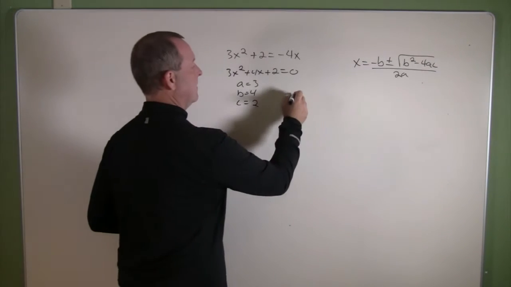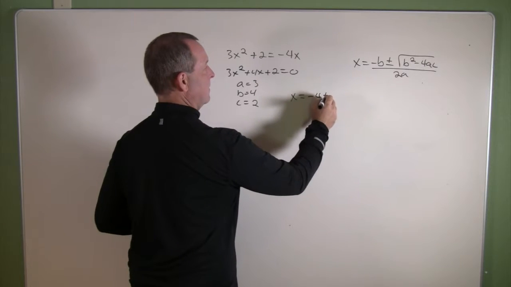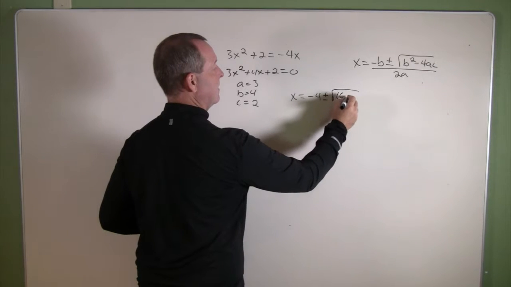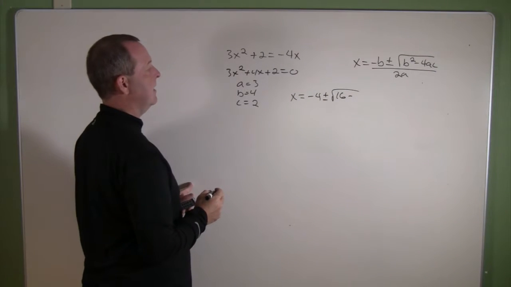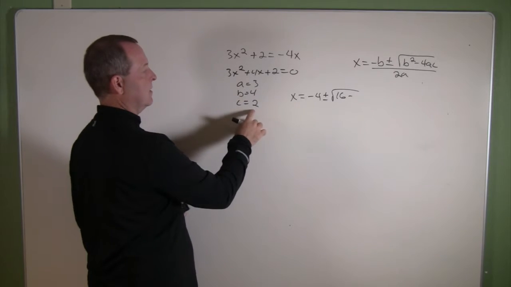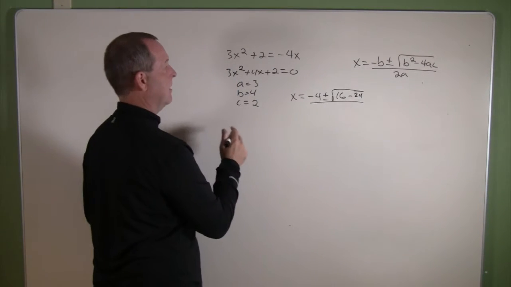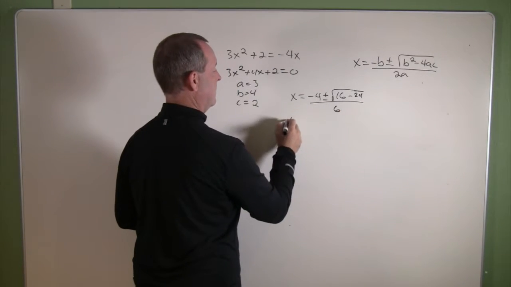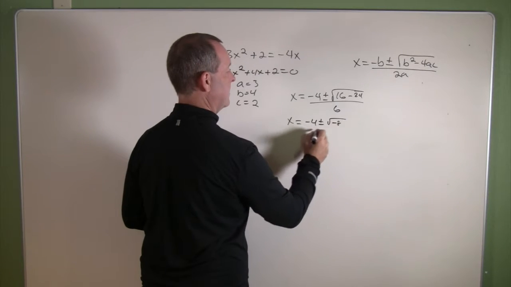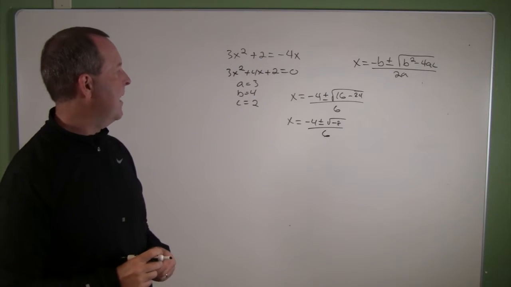Plug that in. X equals minus B plus or minus the square root of B squared, which is 16, minus 4AC. 4 times A is 12. 12 times C is 24. All over 2 times A, which is 6. X equals minus 4 plus or minus the square root of negative 8, all over 6. You can kind of see a problem that's happening right now.